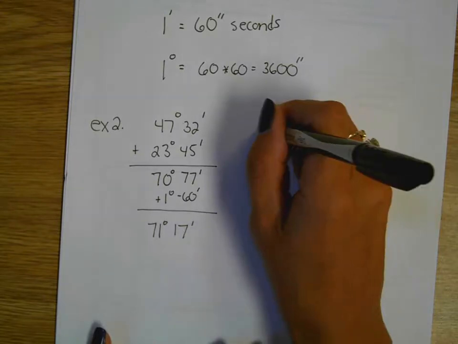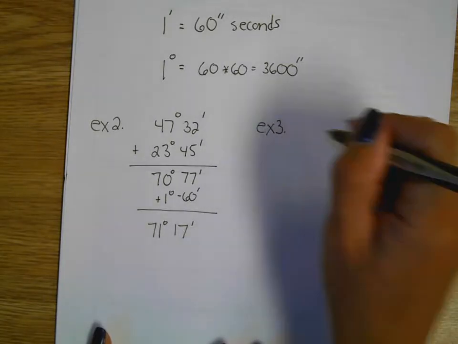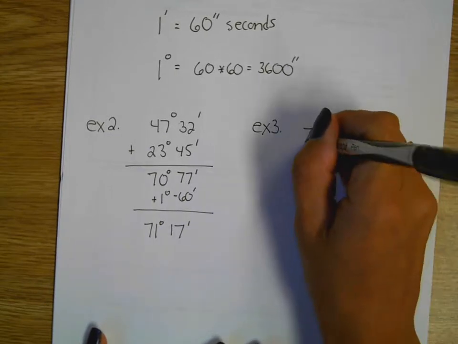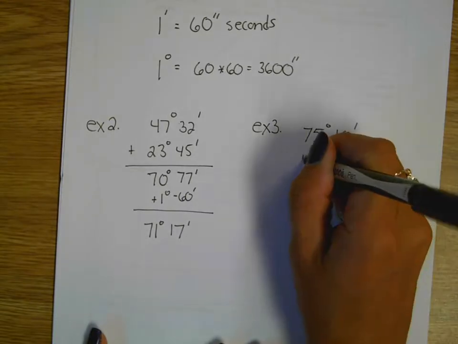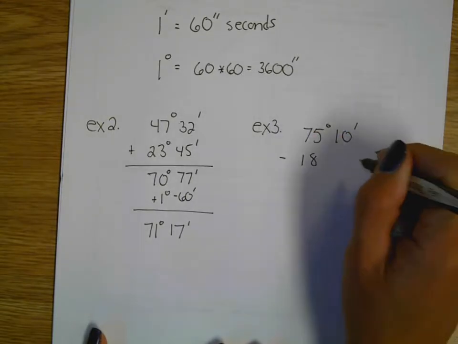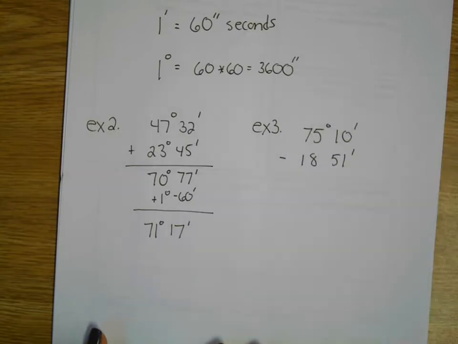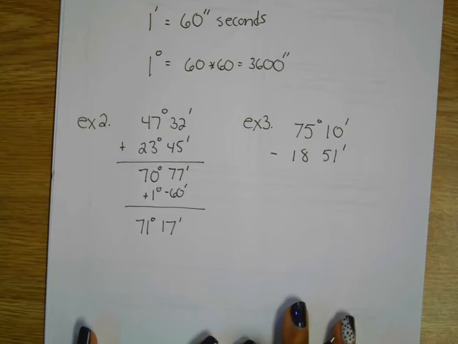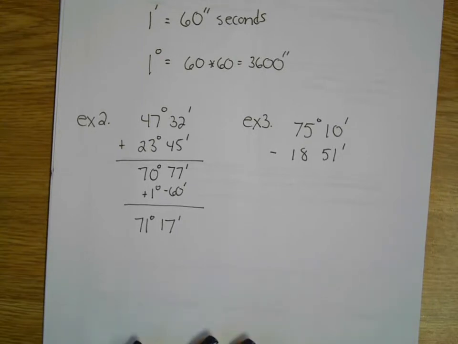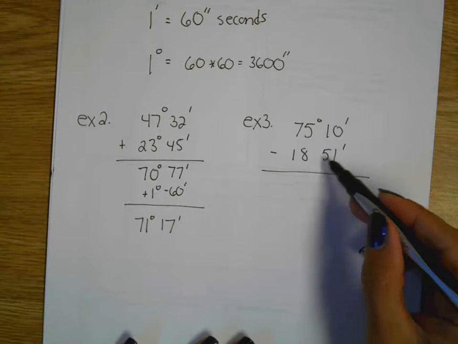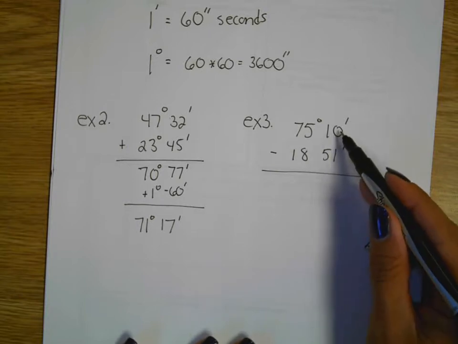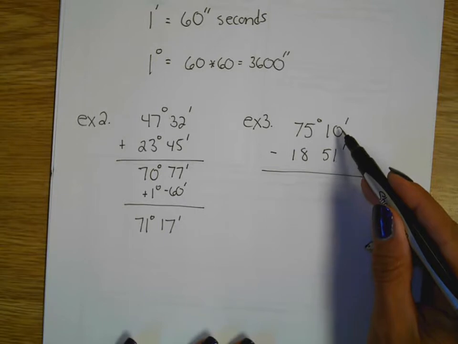Okay. What about subtracting? 75 degrees, 10 minutes. Subtract off 18 degrees, 51 minutes. Okay, so again, it's minutes from minutes and degrees from degrees. Of course, we'll run into issues right off the bat. Can you take 51 minutes away from 10 minutes? No, what do we got to do? Go back to 2nd grade.